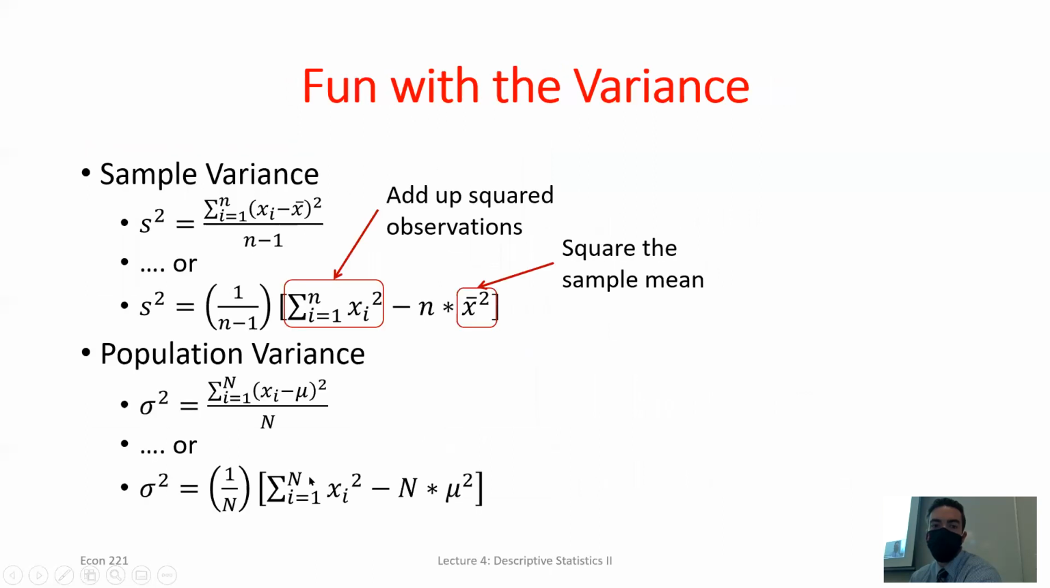And we can do this, right? You have this equation for the population and for the sample variance. You can do either one. Once again, it's really dividing by n minus 1 and dividing by n, but it's the same thing as multiplying by 1 over n minus 1 or 1 over n. Okay. Any questions over that?